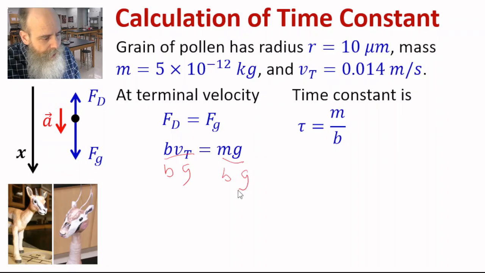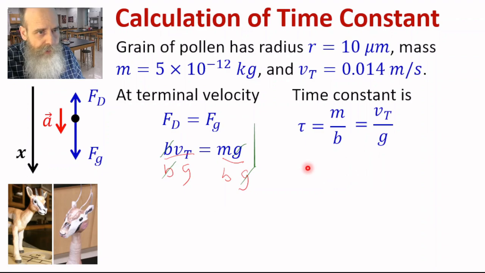And then you're going to see things canceling out. B cancels out here on the left. G cancels out there on the right. And so we get m over b equals Vt over g. And so our tau becomes Vt over g. And let's put in our values. 0.014 over 9.8 equals 0.0014 seconds.